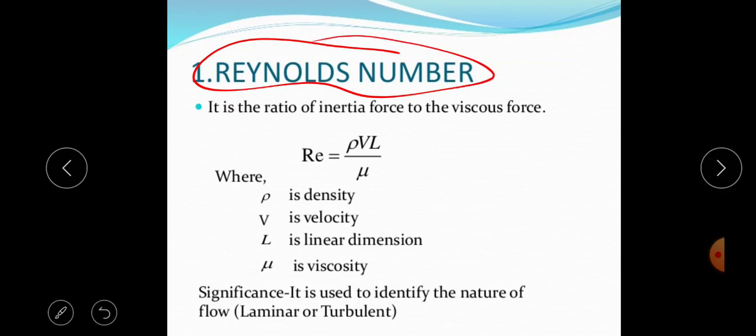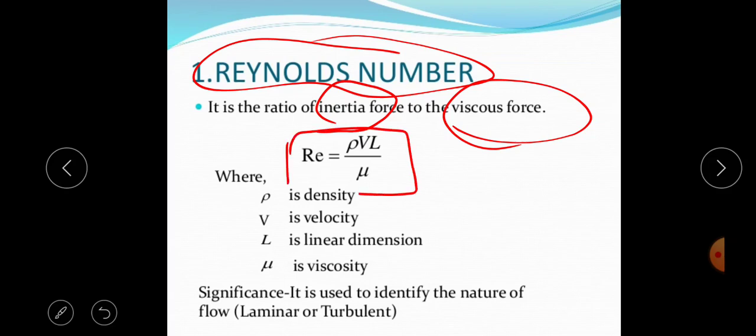So what is the Reynolds number? What is its definition? Reynolds number is simply the ratio of inertial forces to viscous forces. And when we write it in terms of formula, it can be expressed as Re, which is the notation for Reynolds number, equals rho V L by mu. So what are these terms? Re is the notation for the Reynolds number. Rho is the density, V is the velocity, L is the characteristic length, which is the linear dimension, and mu is the viscosity, of course.